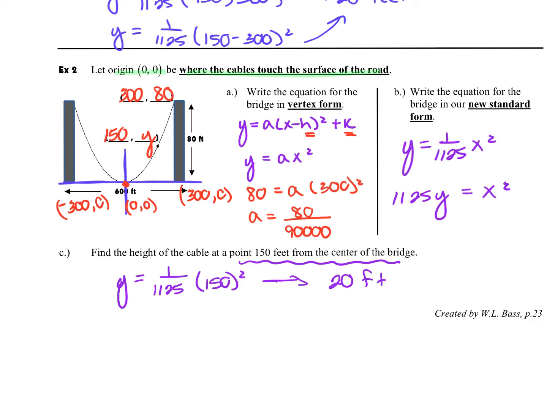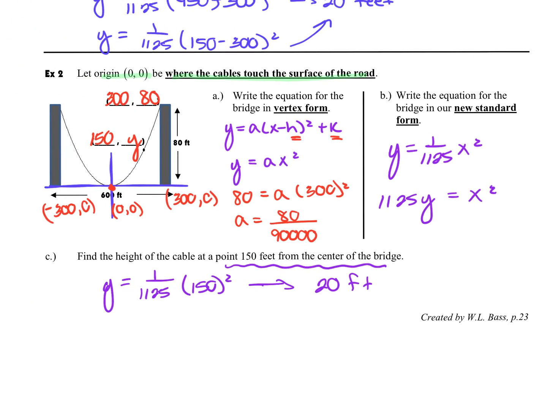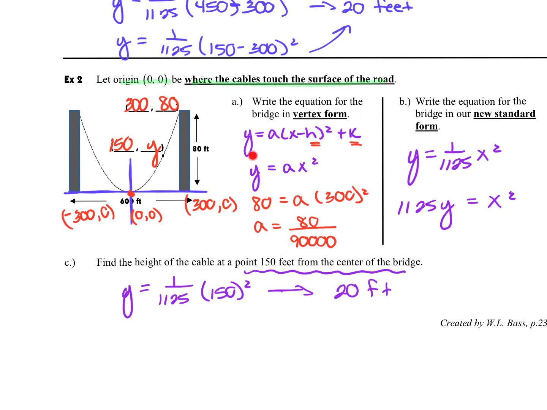So what I want you to realize is that you have choices. You can work with your vertex form. You can choose to put the origin here. You could put origin here, but you have to choose and just recognize that if you're working with someone else or you're looking at an answer key, they might do their method a little different than yours, but in the end, everybody should get the exact same answer for the height of the cable at a particular spot.